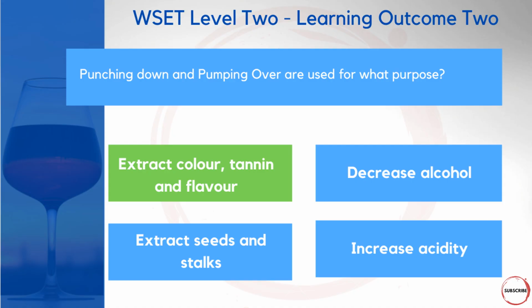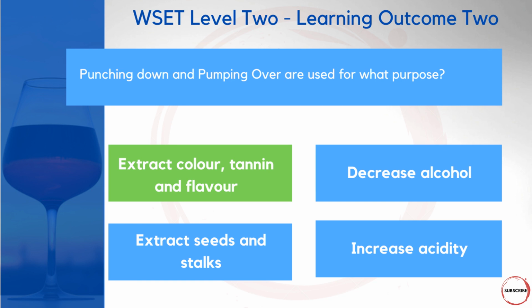And pumping over is a similar approach to doing that, exactly that, extracting more colour, tannin and flavour. You're taking the wines from the bottom of the vessel and you're pumping them back over the top. So you've got this constant mixing, if you like, of the skins with the juice that's going to extract all of those additional components.